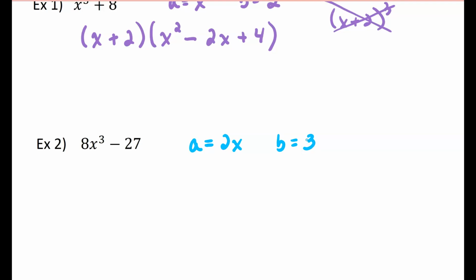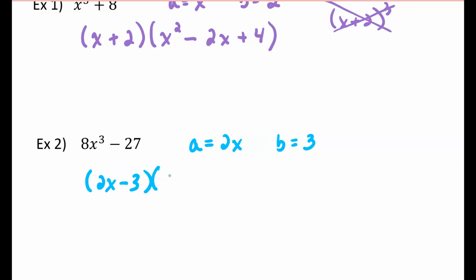And again, just going to apply the form that we know, the pattern here. So it's the first term, so that'll be 2x. And because it is a difference, this first sign will be a minus, and then our B term is 3.